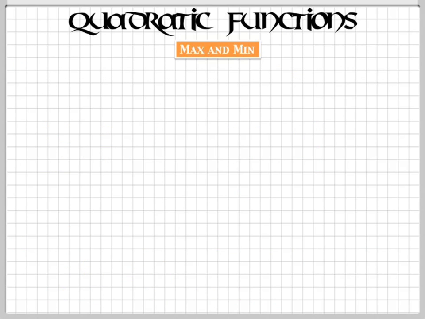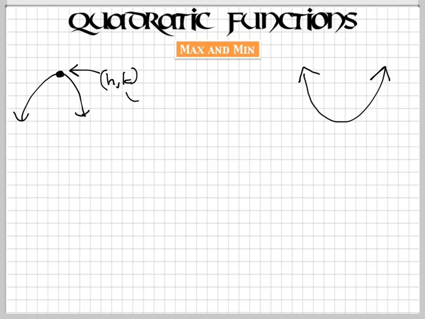Now for max and min, this is short for maximum, that's short for minimum. We have two different types of parabolas. We have a parabola that opens downward, and a parabola that opens upward. The one that opens downward has a vertex at the top of the parabola. This would be (h, k), and then our k would be your maximum.